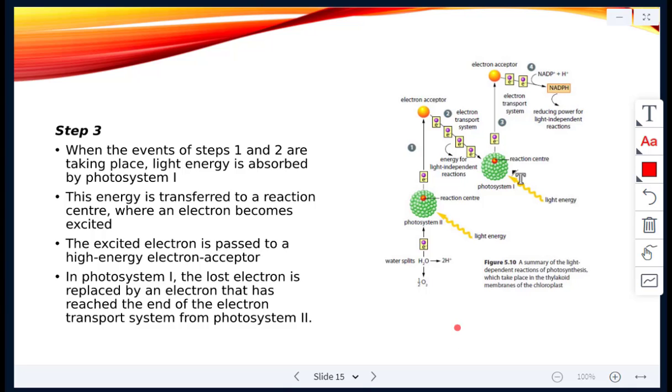All right, step 3, so we are here now. When the events of step 1 and step 2 are taking place, light energy is absorbed by photosystem 1. Here is photosystem 1. Here's the light energy being absorbed. The energy is transferred to a reaction center. An electron is going to become excited again. There, the excited electron is passed to a high energy electron acceptor right up here. And in photosystem 1, the lost electron is replaced by an electron that has reached the end of the electron transport system from photosystem 2.